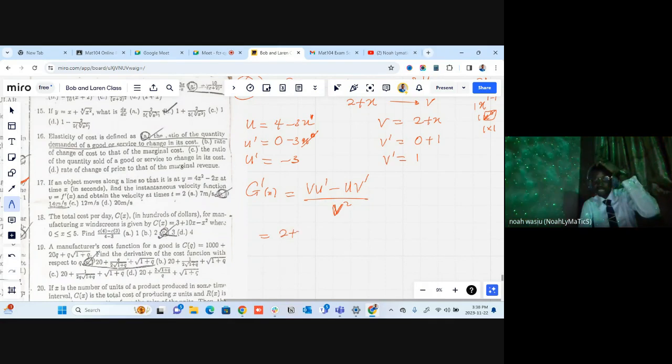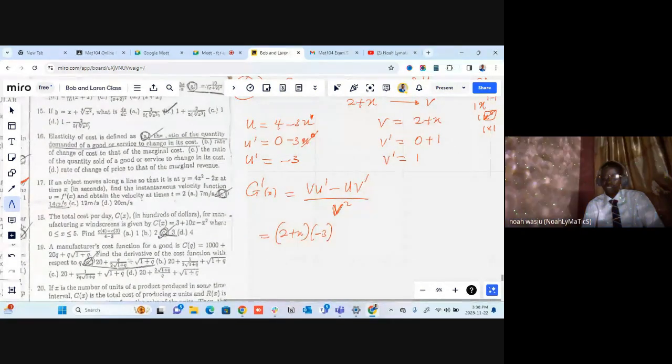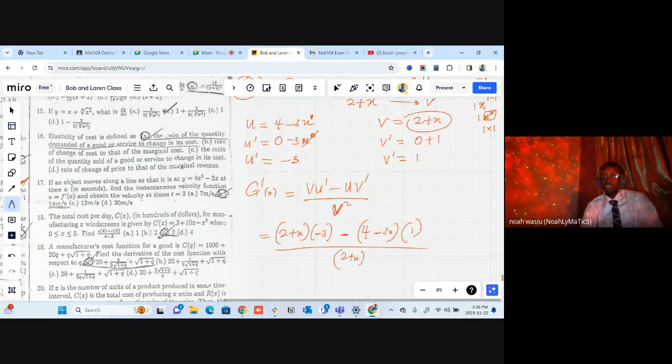V is 2 plus x. U prime is what? Minus 3. U is what? 4 minus 3x. And V prime is what? 1, all over V squared. What's V? 2 plus x. See it up here, these are V.